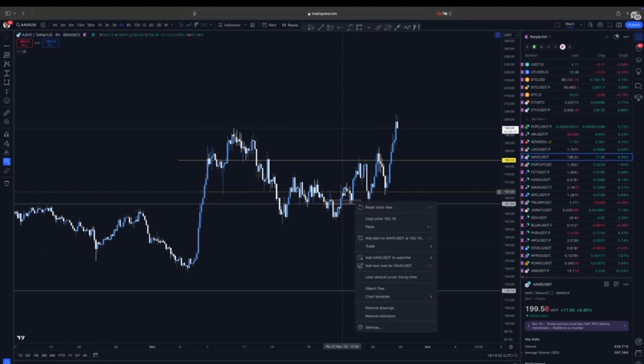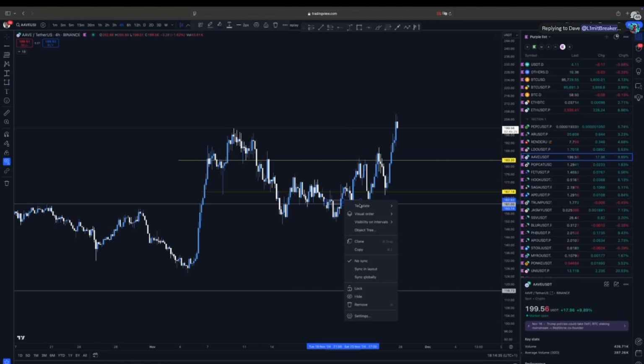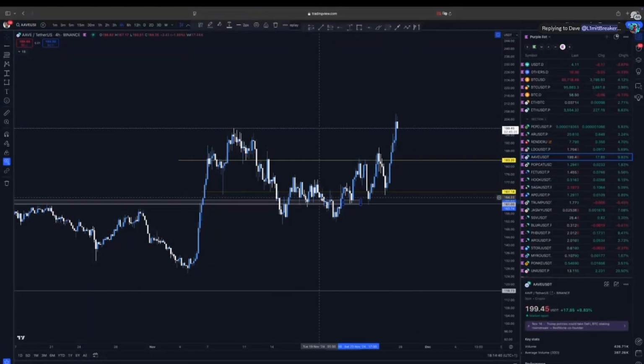I'm actually going to see if I can use another box. Template, order blocks, Shobi. Nope.